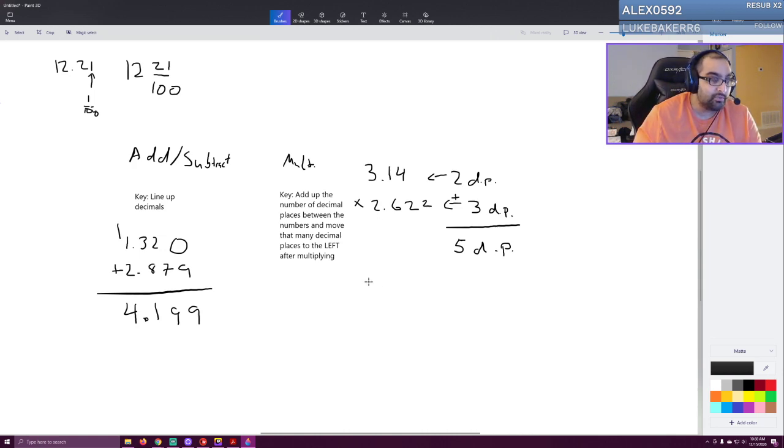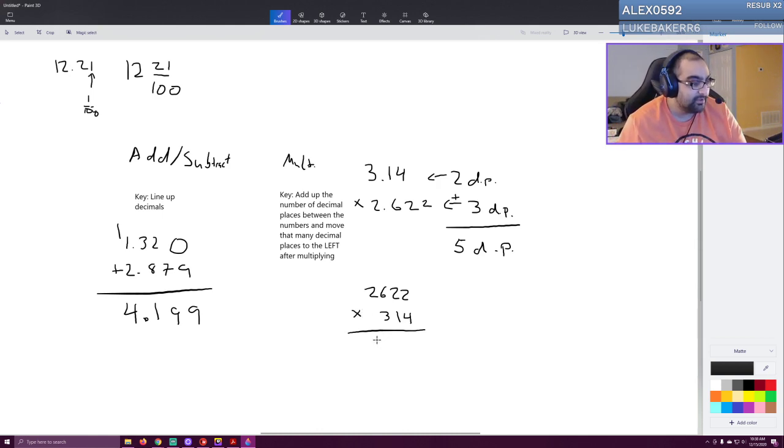Now, as for the multiplication, we're just going to multiply these two numbers together, ignoring the decimals. So I could take 2622 and multiply that by 314. I know I reversed these around, but having the bigger number on top and the smaller number on the bottom makes it easier to do. Here I just go through the motions like I normally would. 4 times 2 is 8. 4 times 2 is another 8. 4 times 6 is 24, carry the 2. 4 times 2 is 8, plus 2 is 10.